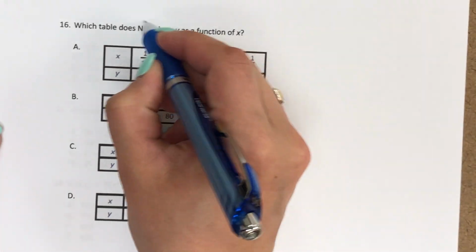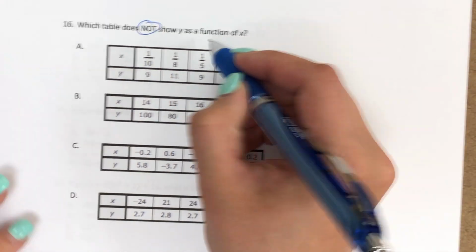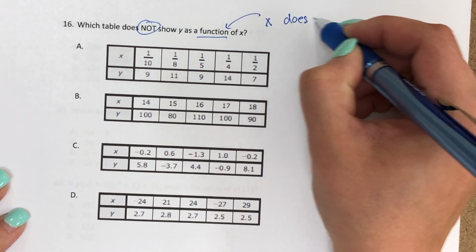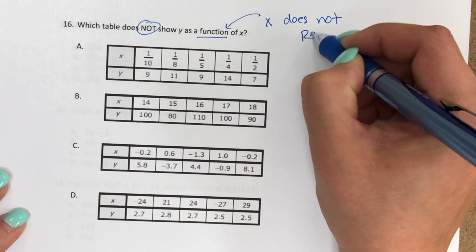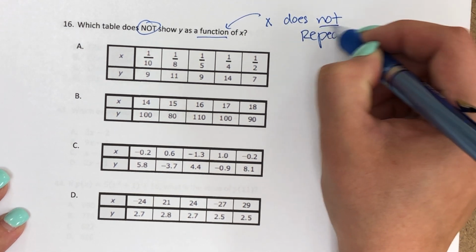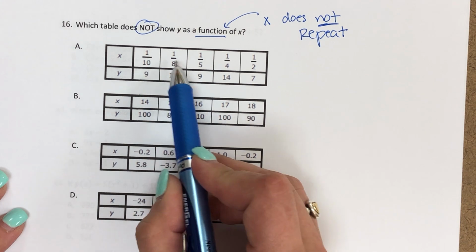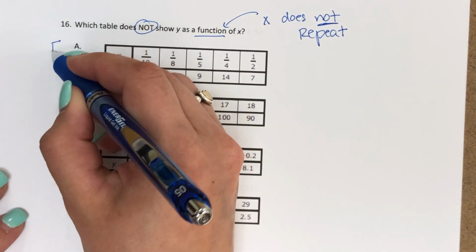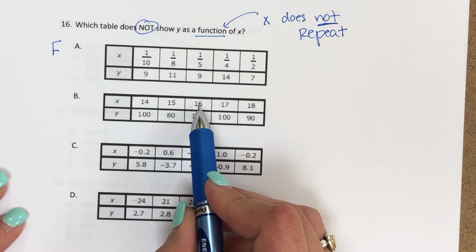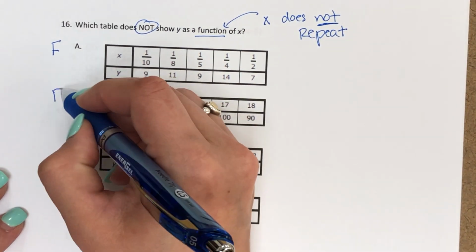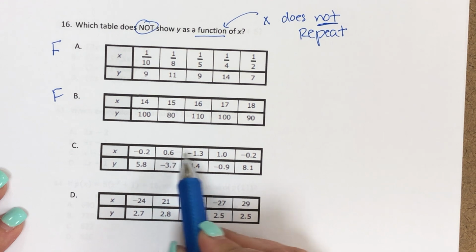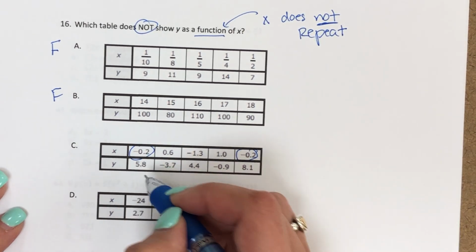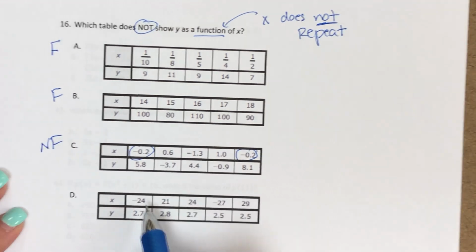It says, which table does not show y as a function of x? Remember, if it's a function, x does not repeat. So let's look at our x values. 1/10, 1/8, 1/5, 1/4, 1/2. None of those repeat, so this is a function. 14, 15, 16, 17, 18. That is a function. -0.2, 0.6, -1.3, 1.0, -0.2. Notice these repeat, so that is not a function.